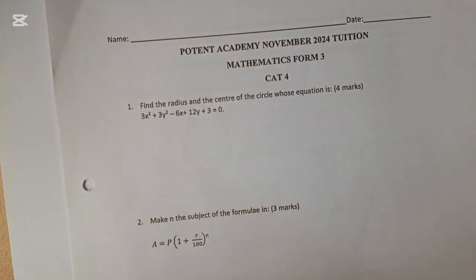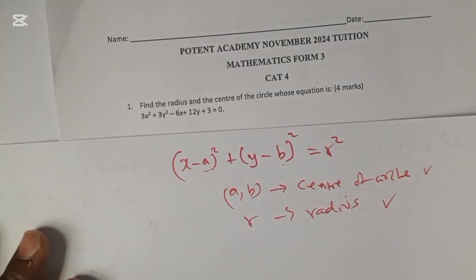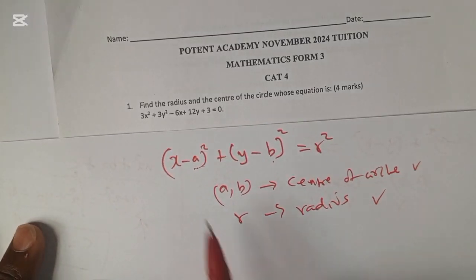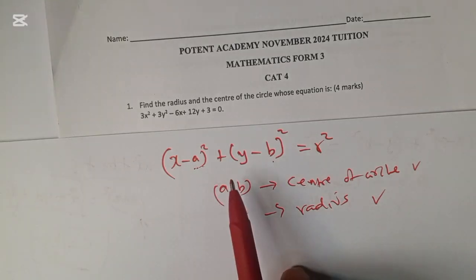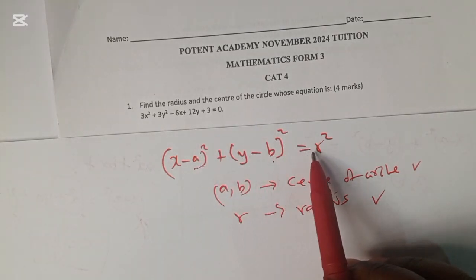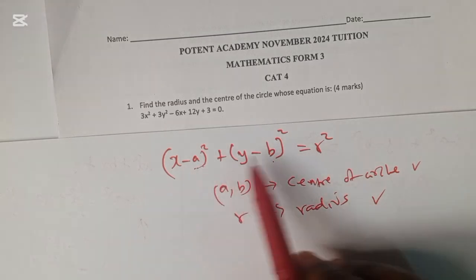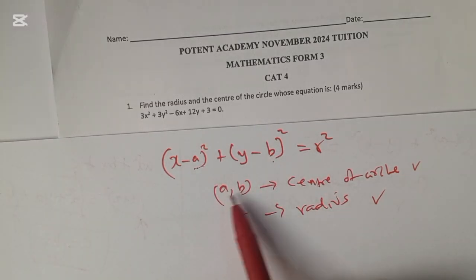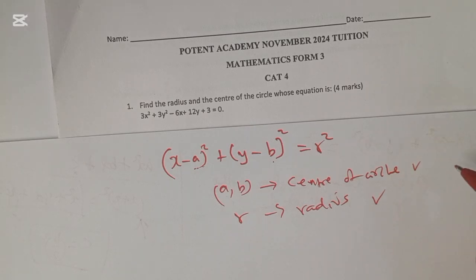When you are given such a question, you need to know that the equation of a circle is given as (x minus a) squared plus (y minus b) squared equals r squared, where a and b are constants such that (a, b) is the center of the circle. Maybe an example could be (2, 3). So this is the center of the circle and r is the radius.